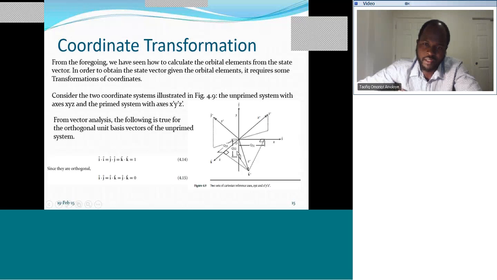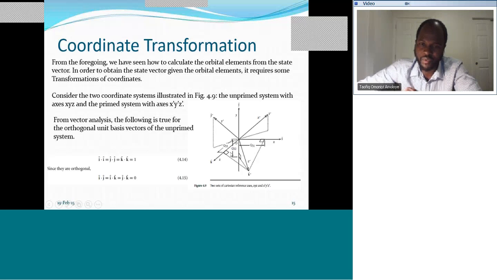Please look at the figure well and get yourself comfortable with the figure. So I'm going to go again. K has a component on the x-axis, which is Q31, the x-axis of the unprimed system. And then on the y-axis of the unprimed system, it is Q32. And then on the z-axis of the unprimed system, it is Q33.